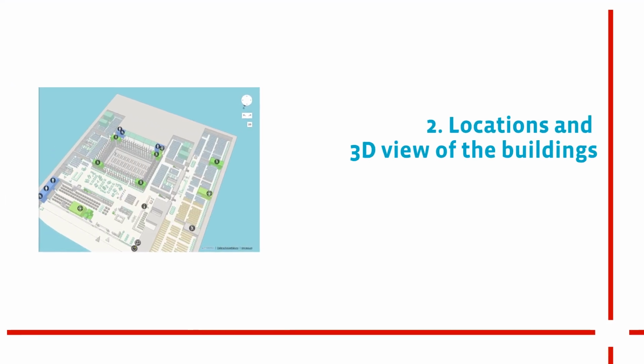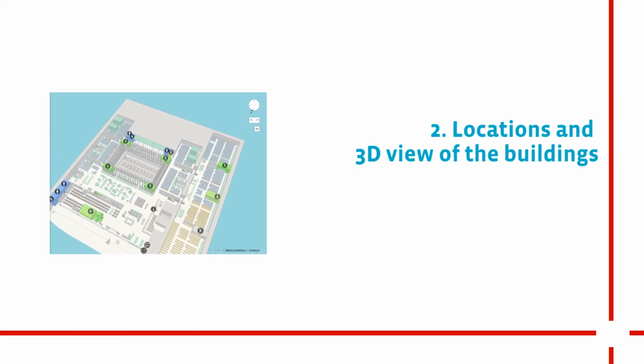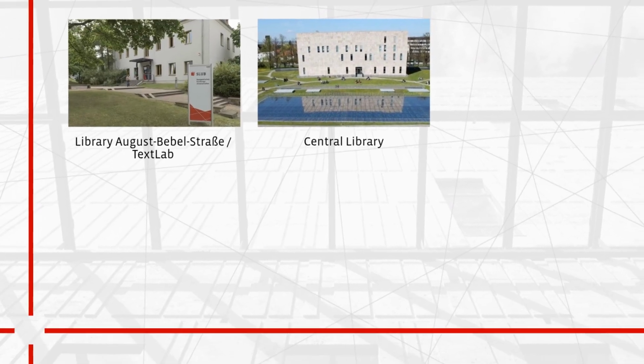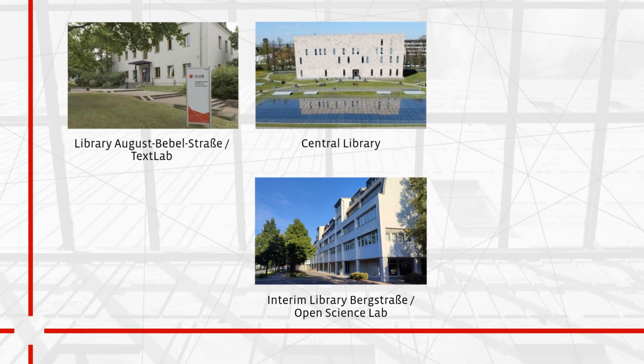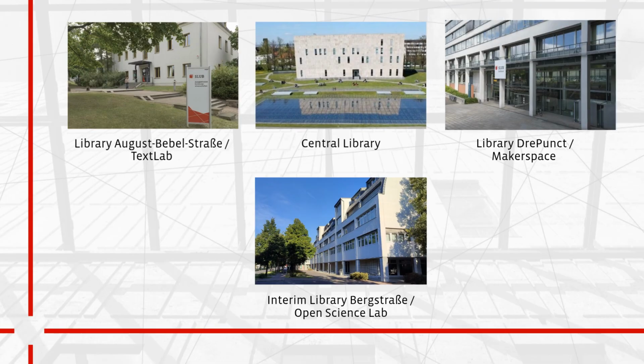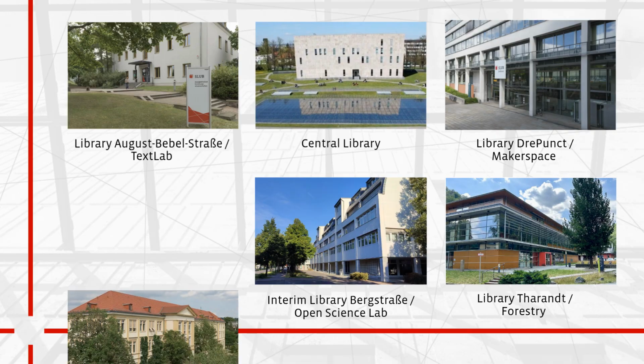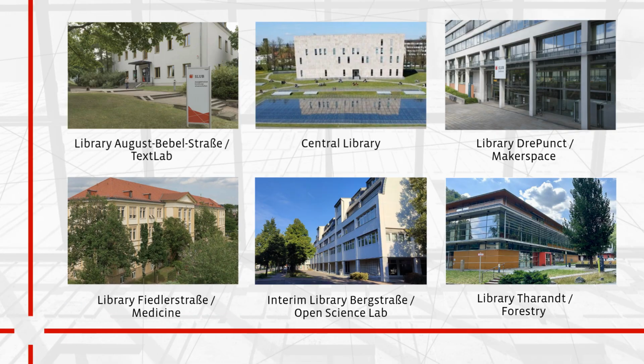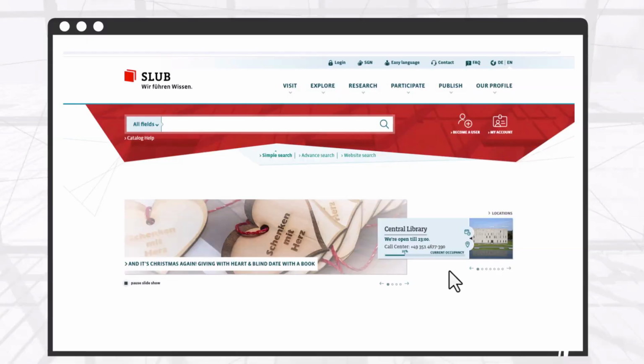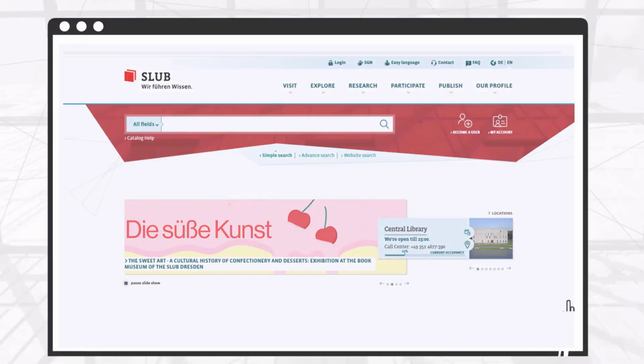Now it is time to get to know our helpful 3D view for better orientation. In addition to the central library on Zellischer Weg, there are several branch libraries with different areas of focus. At some SLUB libraries, you can use the 3D view to get a first impression of the interiors of the building. Let's take a look at the central library in the 3D model.